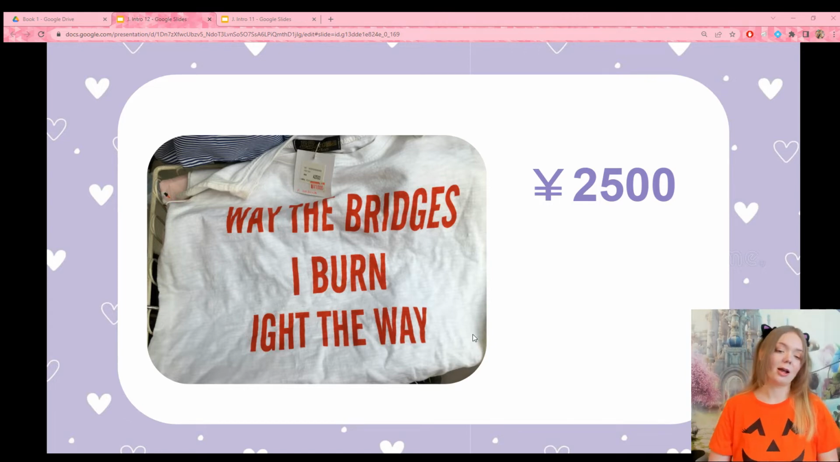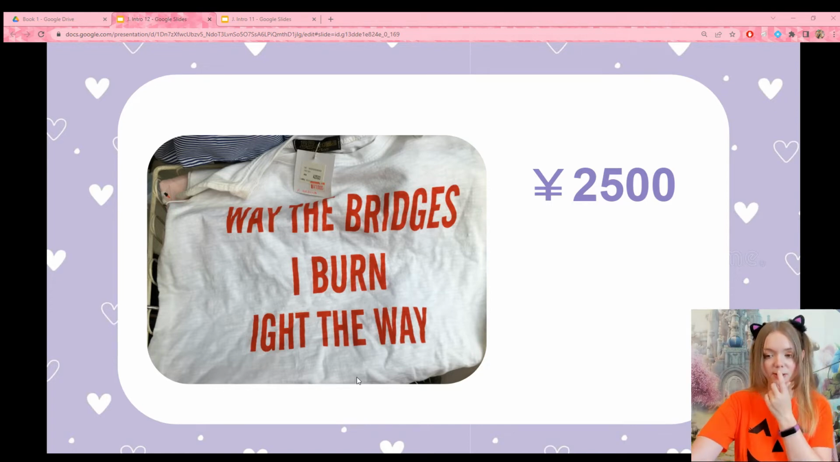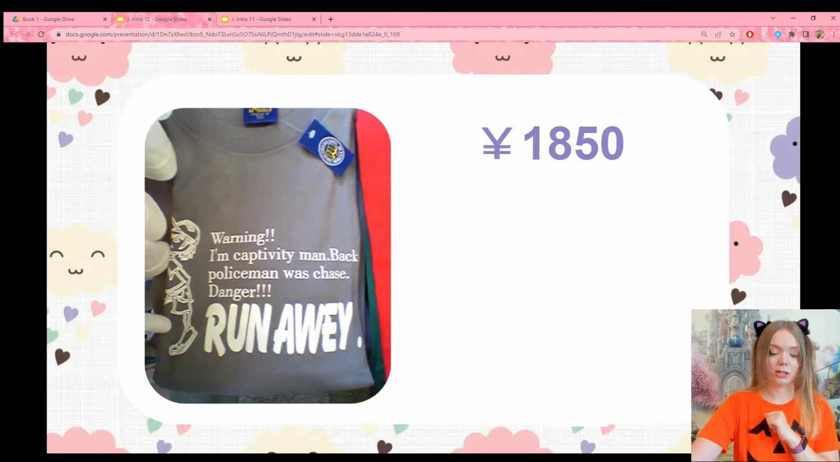Anyway, I digress. We have "weigh the bridges, I burn, ite the way." This lovely shirt can be yours for just 2,500 yen. So how can I say this price? Maybe I'm on the phone with someone like, I want to buy this shirt. Oh, really? How much is it? I need to tell them, how much does this shirt cost? What do you think? Pause if you need to. 2,500. 2,500.